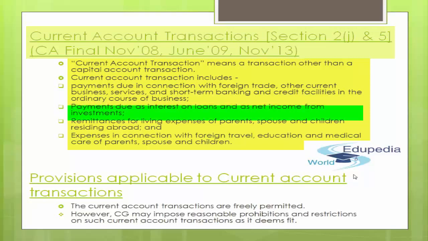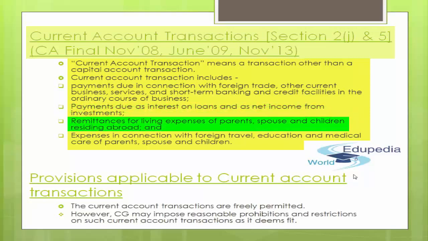Number 3, that will be remittance for living expenses of parents, spouse, and children residing abroad.